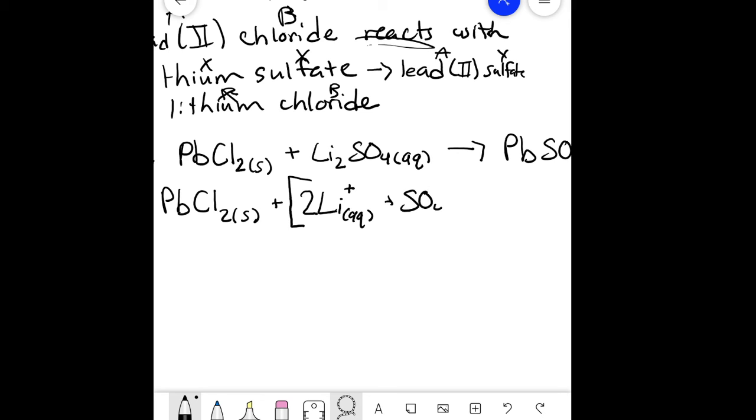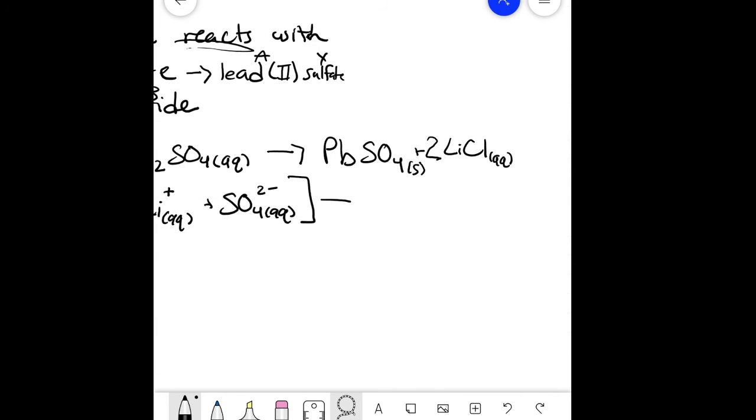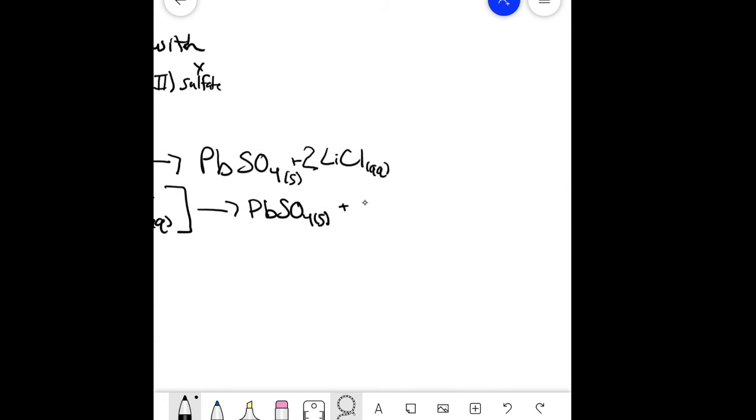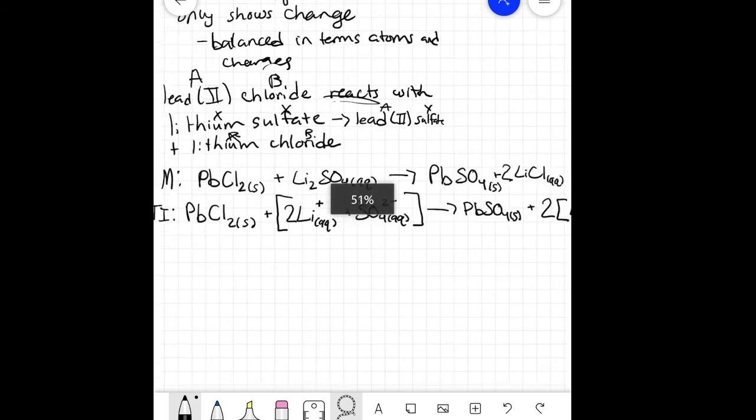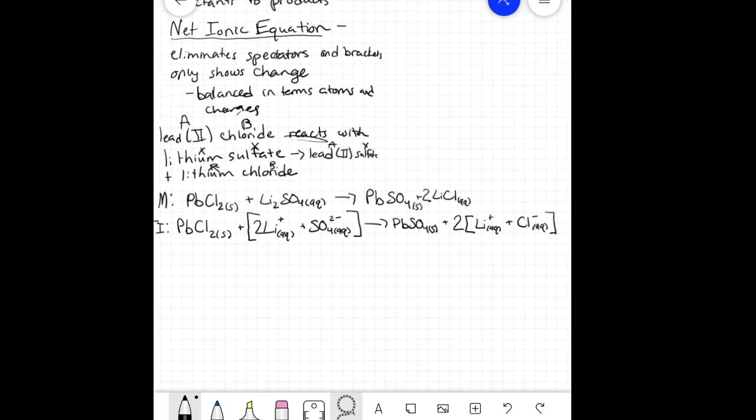So this is how you split up. You only split up the aqueous, and that's how it looks. So this is solid, so we leave this as solid. And then if you have a coefficient, not a subscript, but a coefficient, you can put it outside the brackets, because just like math, it'll distribute. And that is the total ionic.